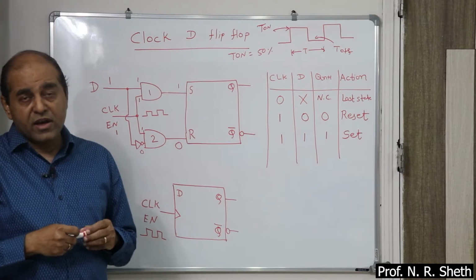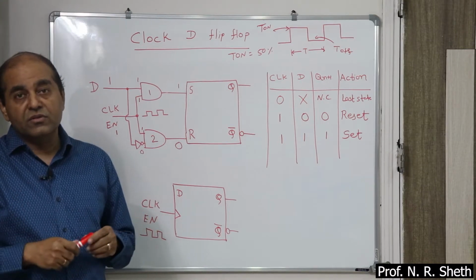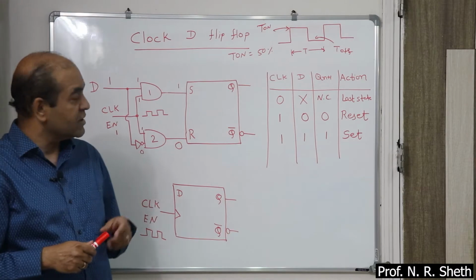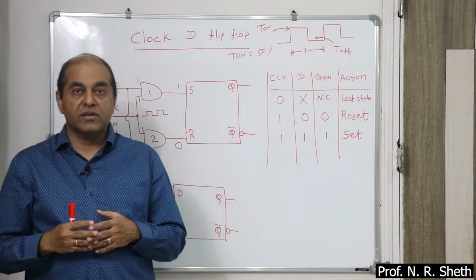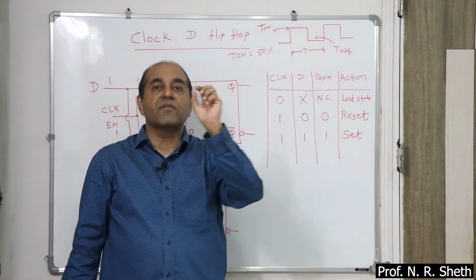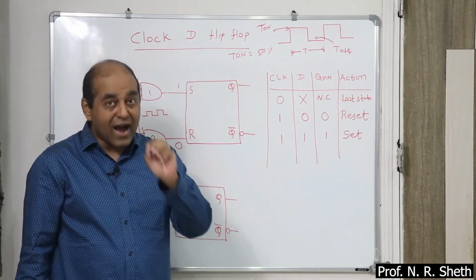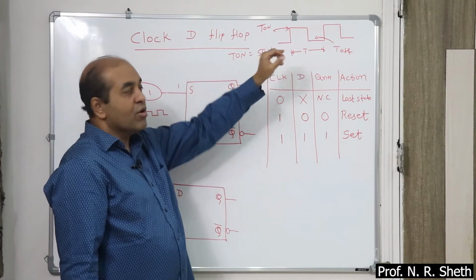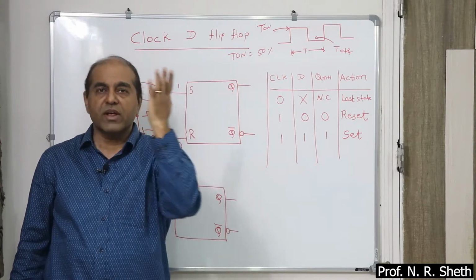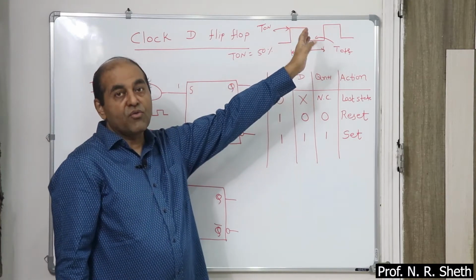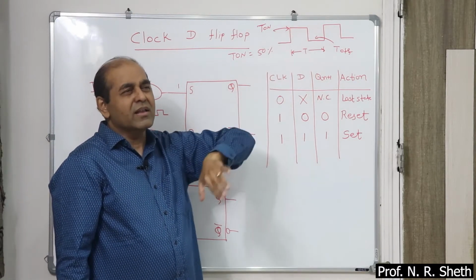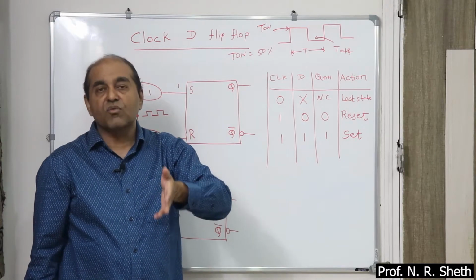This is very high time. Ideally, I have told you that only 1 to 2% of the entire T should be your T on time. Suppose capital T is 100 nanosecond, then ideally T on is 1 or 2 nanosecond. Now here it is 50 nanosecond. So what happened? Again, glitch occurs.